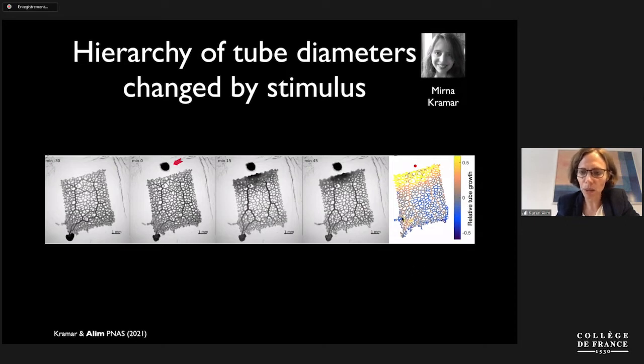And here we're mapping out how tubes dilated or constricted over the course of the experiments, taking the difference between 45 minutes and 0, when the stimulus is being applied. What you see is that really within the first 15 minutes, there's a new hierarchy of thick and very small tubes being established in the network. A hierarchy that persists as the experiment goes on.